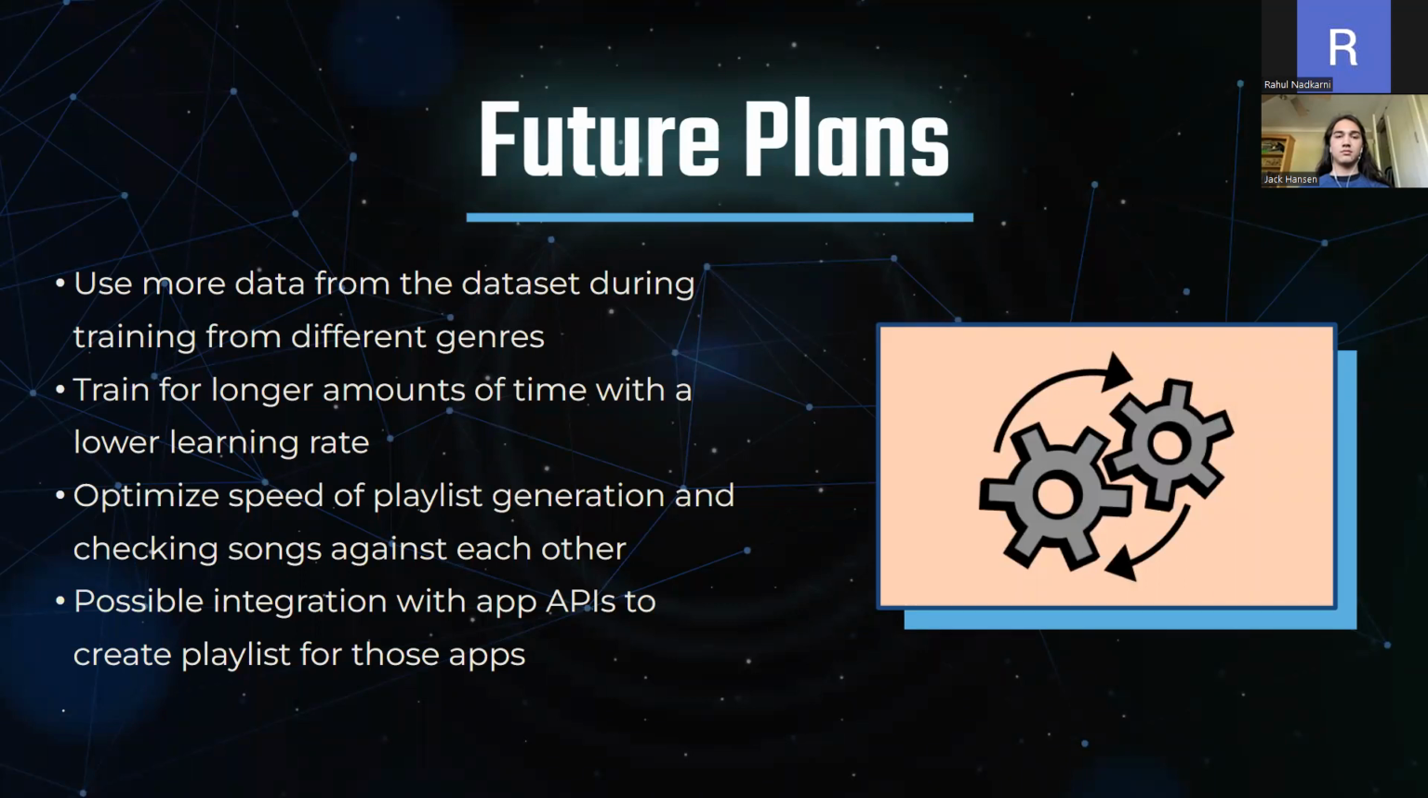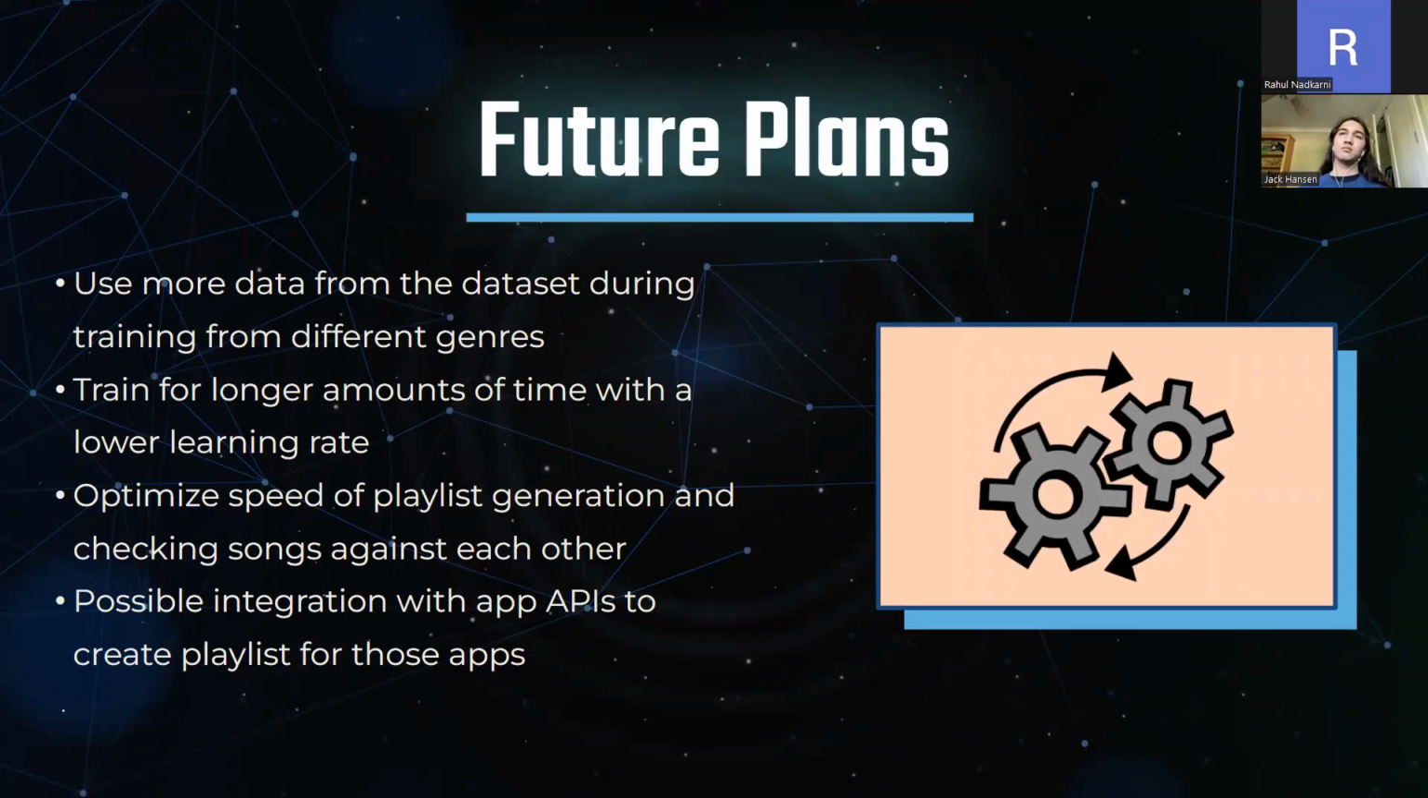First of all, we would love to give it more data and allow for a longer training time. That would obviously just increase the effectiveness of everything. We would also want to optimize the speed of the playlist generation. Right now, it isn't the quickest. As I mentioned before, we've run out of computation power and time. So we would like to optimize it.